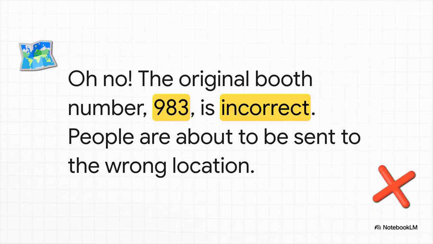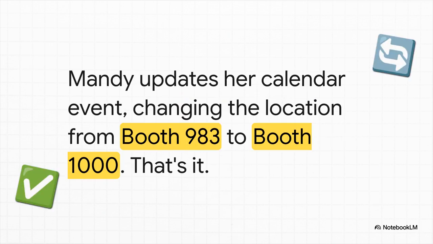And here it is, the first curveball. Mandy gets word that the original booth number she was given, good old 983, is totally wrong. If she does nothing, hundreds of people are going to be sent to the wrong spot. Nightmare scenario. So what does Mandy do? Does she touch MailChimp? Does she start writing a panicked email? Nope. She simply goes back to her original Google Calendar event and she changes the location from booth 983 to booth 1000. That's it. That one little change automatically triggers the system to send a brand new, updated calendar invite to Zach and everyone else who RSVP'd.